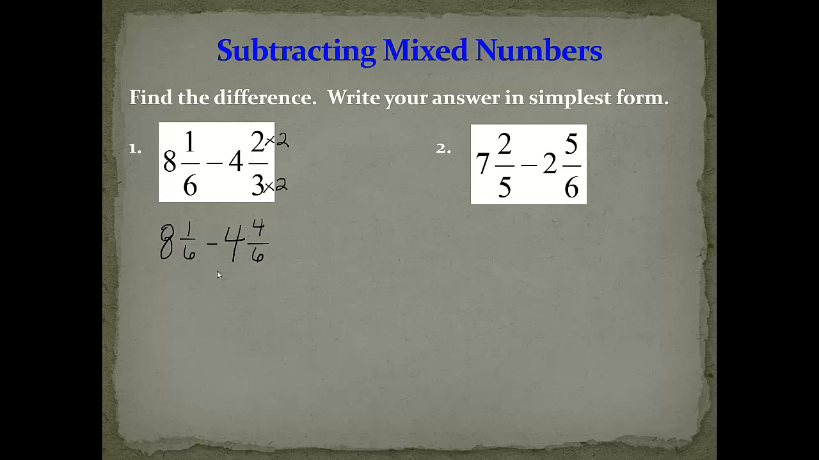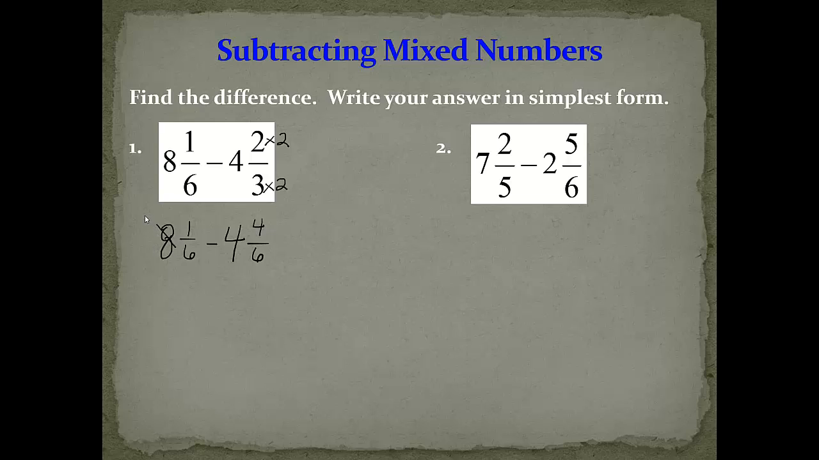When we are subtracting mixed numbers, we're going to subtract the fractions first. So we have 1/6 minus 4/6. Since our denominators are the same, we would do 1 minus 4, but we can't do 1 minus 4. So we will need to borrow from the 8.